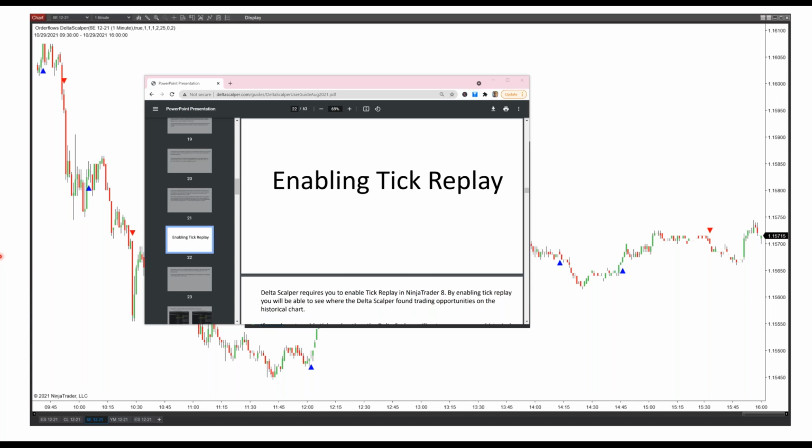When you purchase the indicator, you're sent a welcome email. No, it's about entering your license token. Honestly, it's real simple to install. You just install it as you would any other indicator onto NinjaTrader. Now, tick replay. Let me talk about tick replay real quick here.